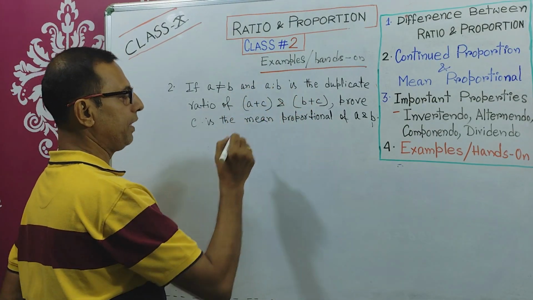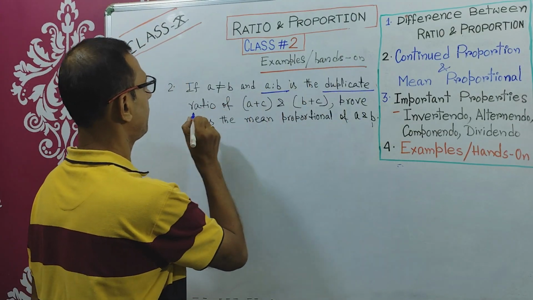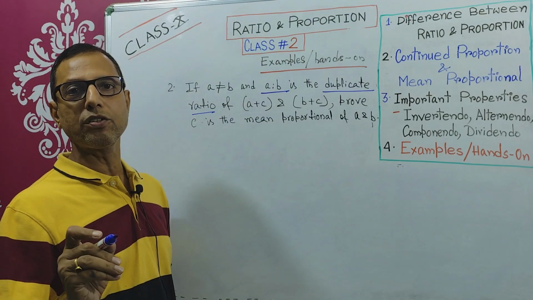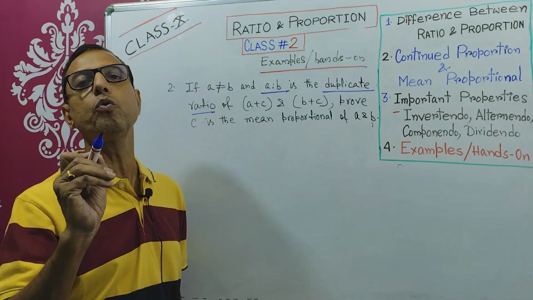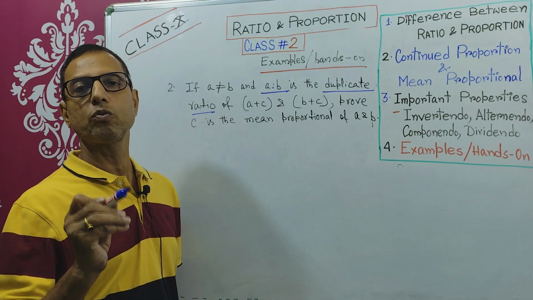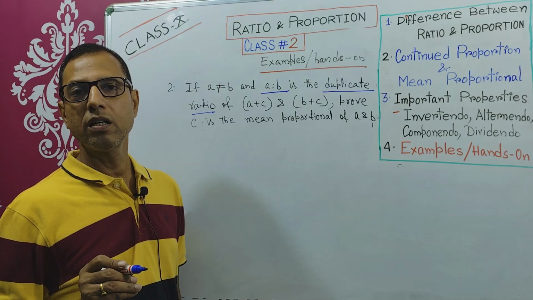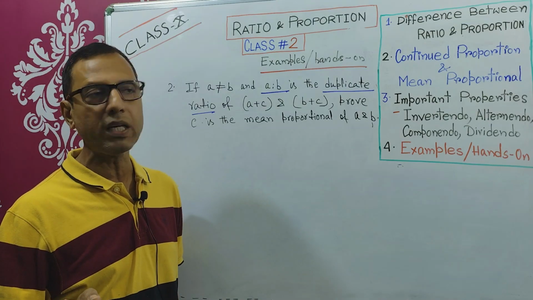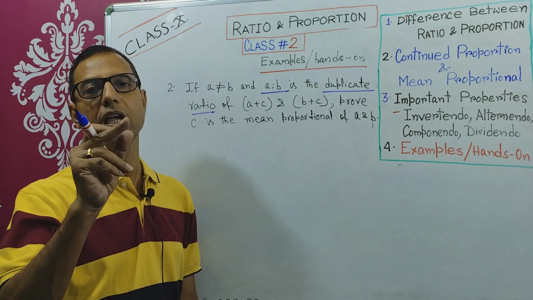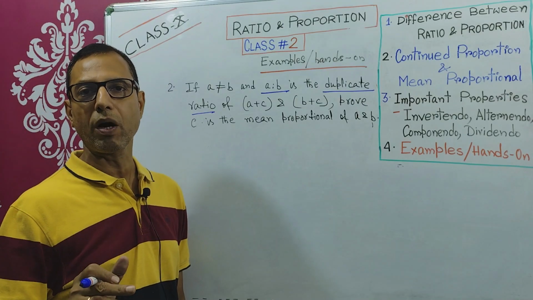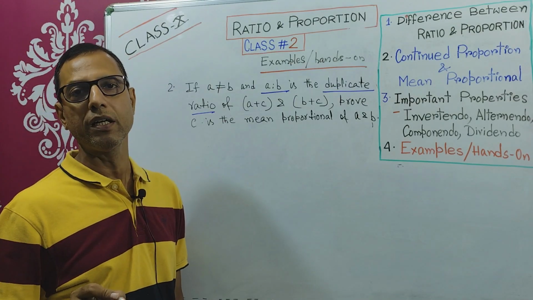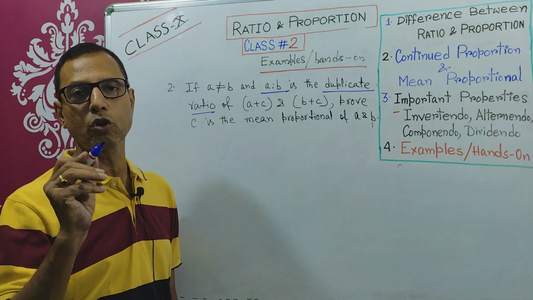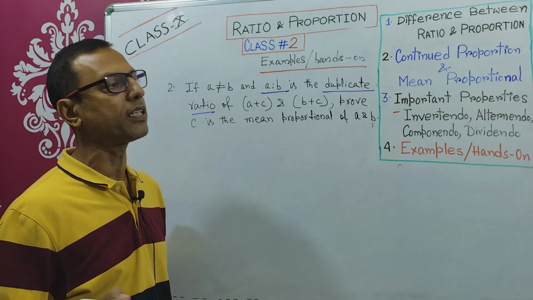So, A is to B, this is the duplicate ratio. If you remember duplicate ratio, I have explained already in my class 1. What is duplicate ratio? Duplicate ratio is the compound ratio of two equal ratios. So if one ratio A by B is given, then the duplicate ratio of that is A square by B square. How was it coming? I have explained in my last video. Because if A by B equals C by D, then the compound ratio is A into C by B into D. Now, if A by B equals C by D, you replace C by D with A by B. That means A square by B square. So the duplicate ratio of A by B is A square by B square.